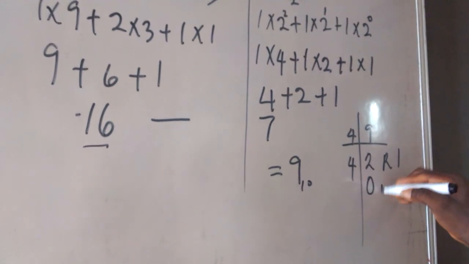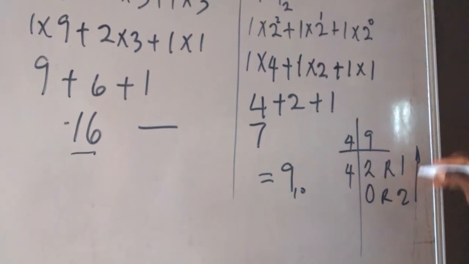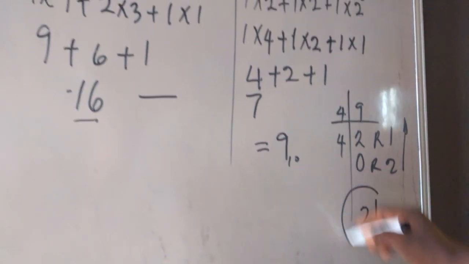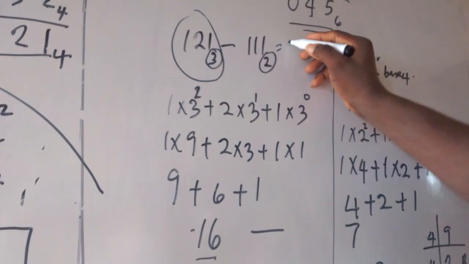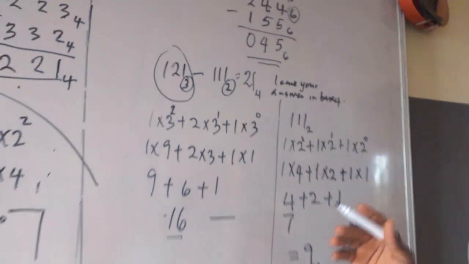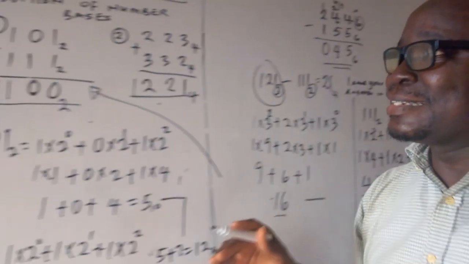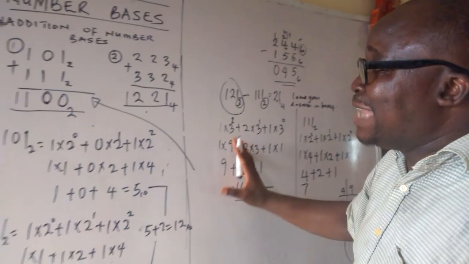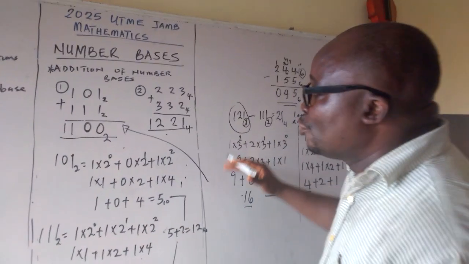Can 4 go into 2? No. So this will be 0, remainder 2. So I write it upward. My answer is what? 21 base 4. So my final answer to this will be 21 base 4 as required by the examiner. So in this slide, I have successfully shown us how to navigate from one base to another.